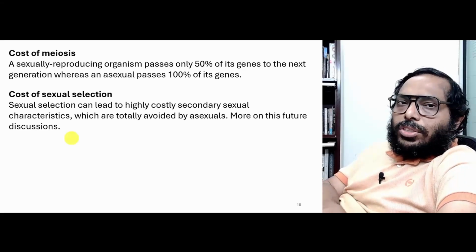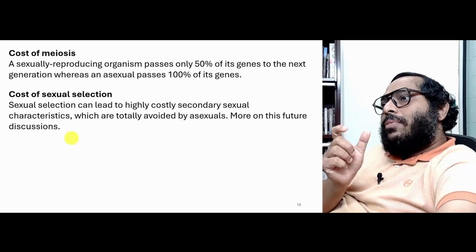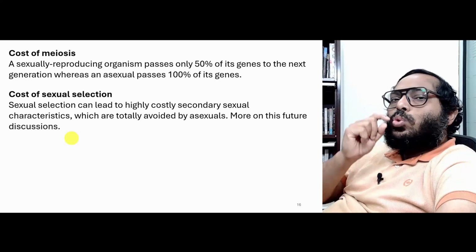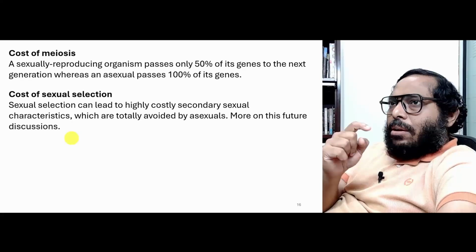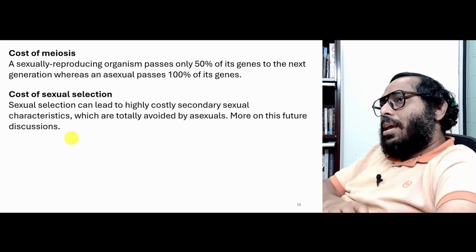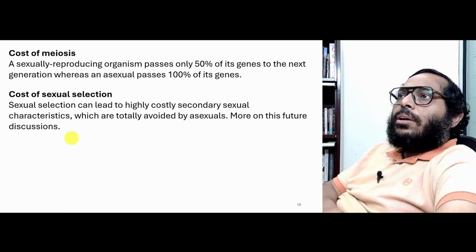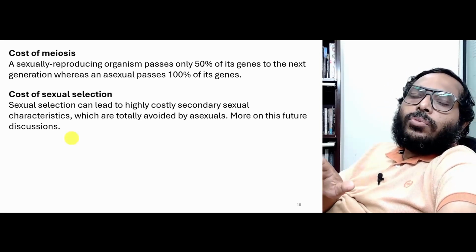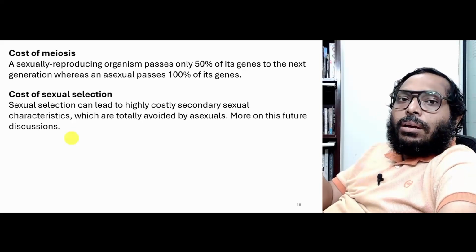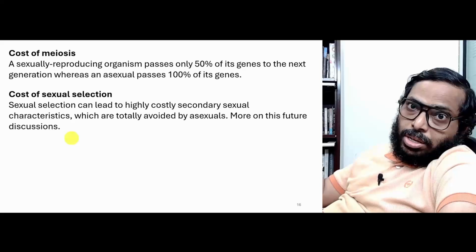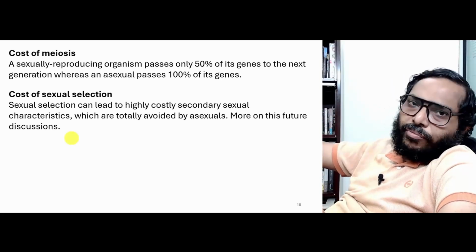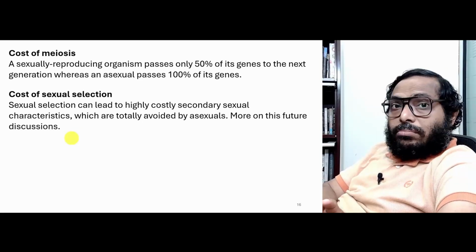Then of course, you have the cost of sexual selection. The moment you have two sexes, then one sex can end up choosing who to mate with, and the moment this choice comes in, the other sex can be, and often is, forced to evolve all kinds of what are known as secondary sexual characteristics. So, take for example, the tail of the male peacock. You know that it has this very beautiful looking long train of feathers, which looks awesome.